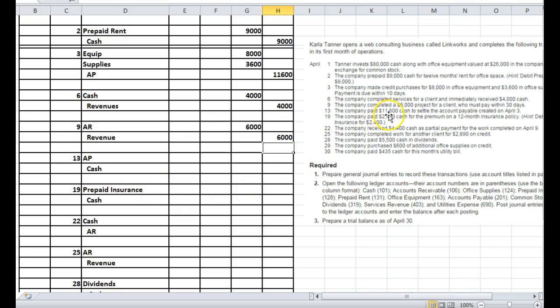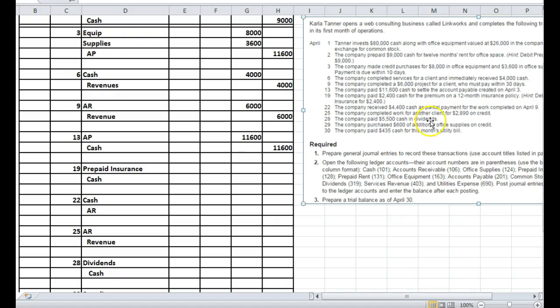So on the 13th, the company paid $11,600 in cash to settle the accounts payable created on the 13th. So they're paying this right here that they created on the 3rd within 10 days. So that's going to decrease their accounts payable. Remember, accounts payable has a credit balance. If I want to decrease it, I debit it. And I'm going to decrease my cash because I'm taking cash out to pay for it. And we just kind of proceed just like that.